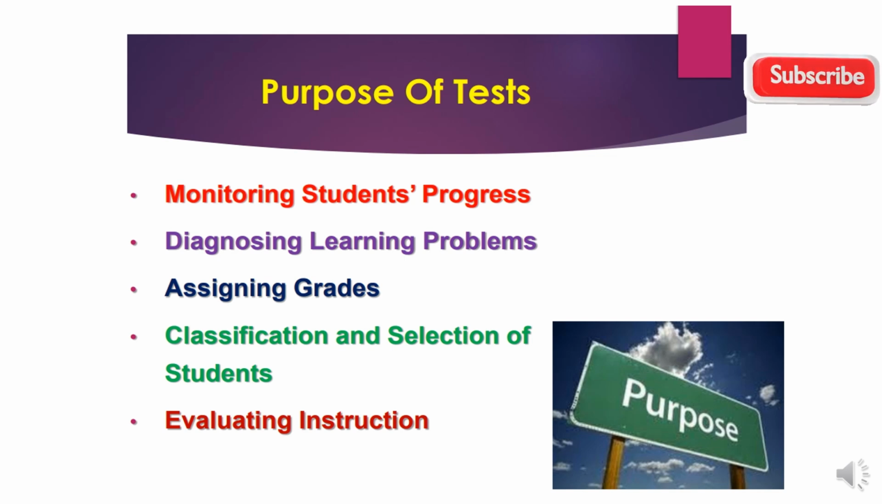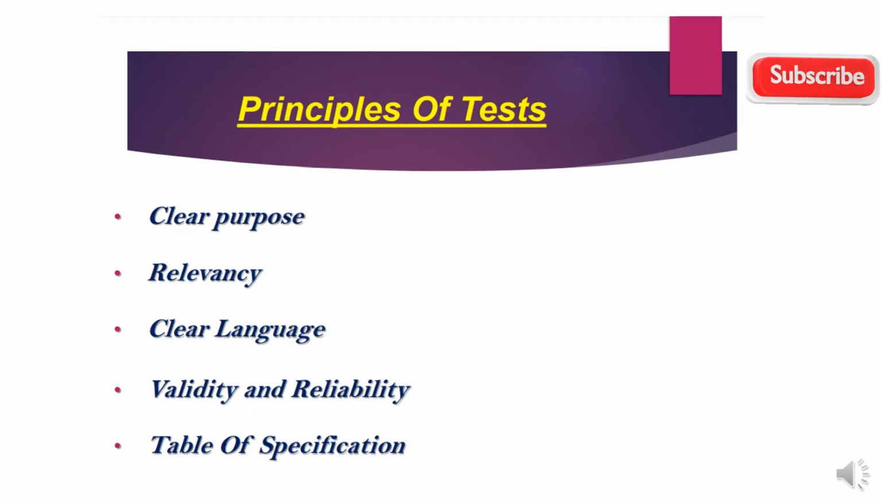The next is classification and selection of students. So according to the performance in the test, they can easily be classified into sections. And the next is evaluating instruction. So these are the main purposes of the test. Now, what are the principles of the test? The first principle is clear purpose. The second is relevancy. The third is clear language. And the fourth is validity and reliability. And the next is table of specification.